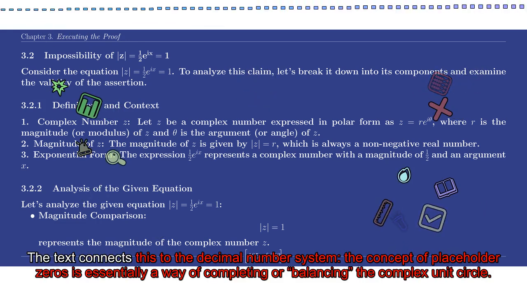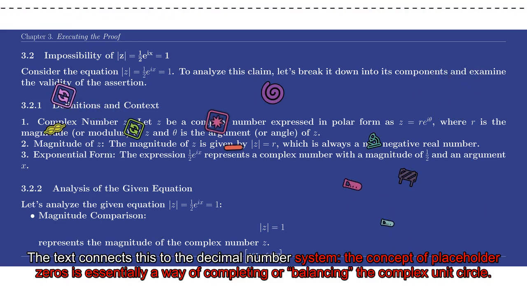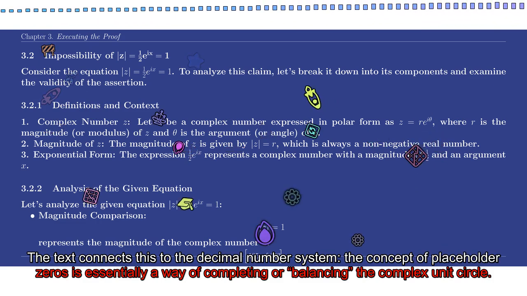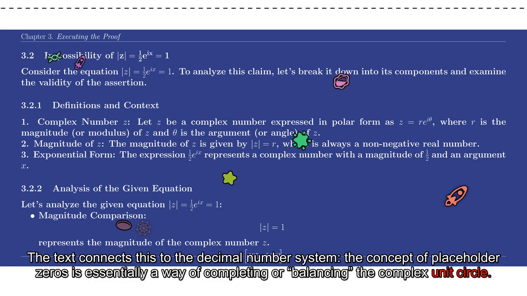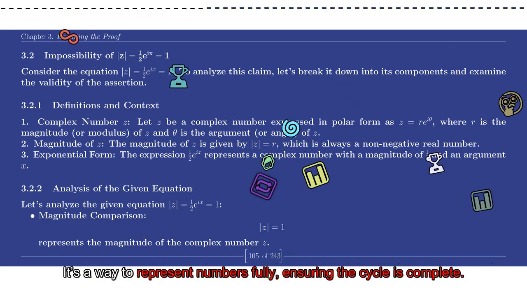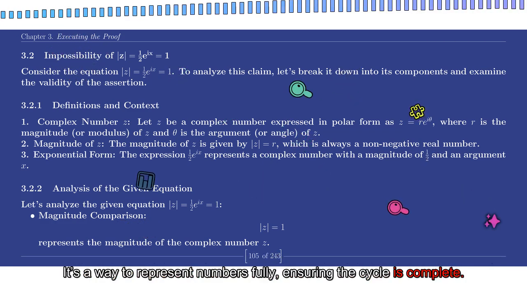The text connects this to the decimal number system. The concept of placeholder zeros is essentially a way of completing or balancing the complex unit circle. It's a way to represent numbers fully, ensuring the cycle is complete.